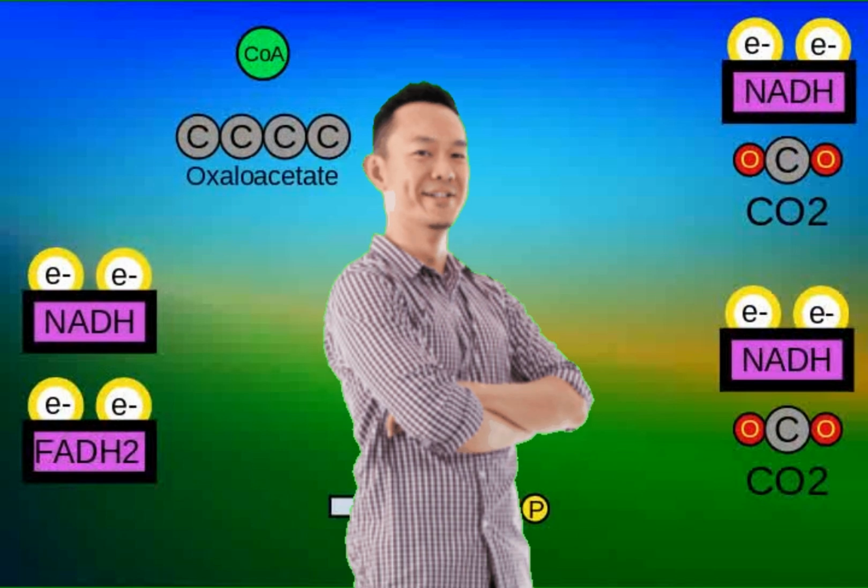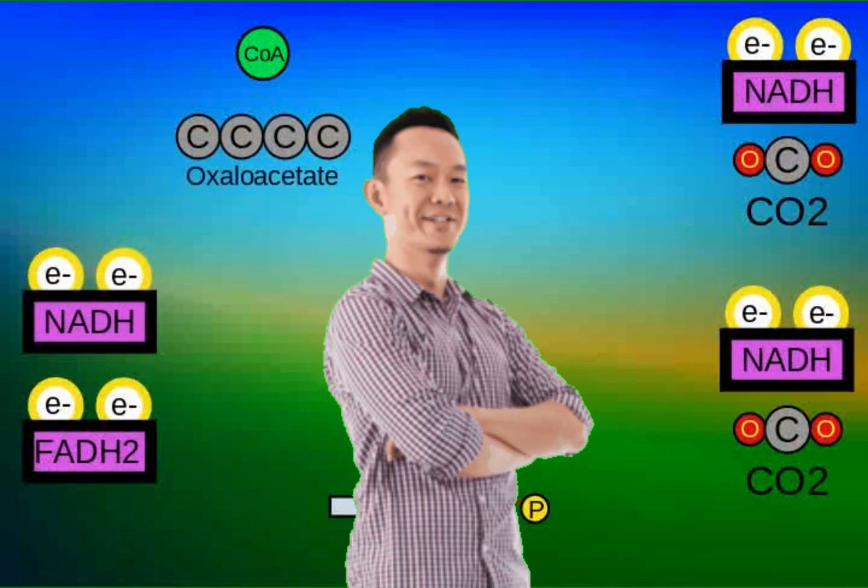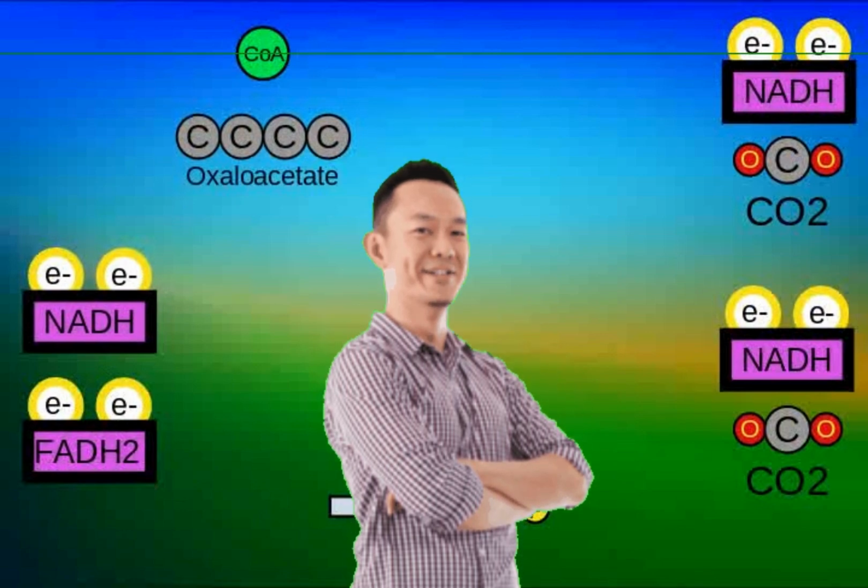After that, the 4-carbon compound oxaloacetate receives acetyl-CoA from pyruvate oxidation and returns into the cycle again.